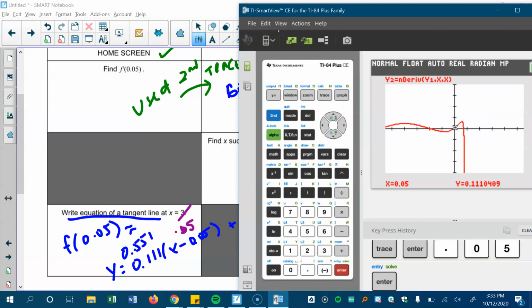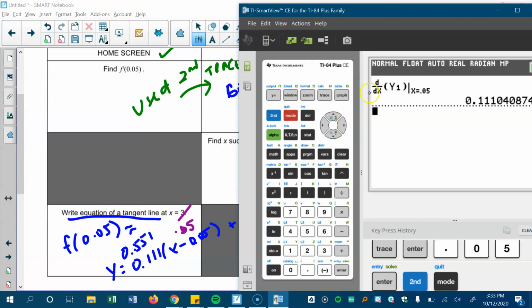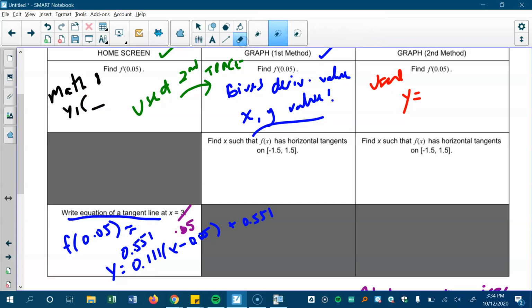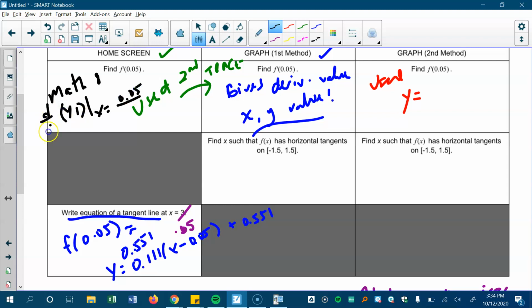What we did, and I'll just show you just to make sure we're clear, I did math 8 and then put in y1. So math and 8, and then typed in y1, and again, y1 was alpha trace. I didn't open up parentheses, I don't have to do that on this y1, and then I did x is equal to the number 0.05. Okay, so those are the three different ways that you can actually evaluate a derivative.